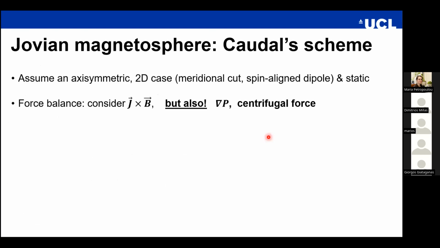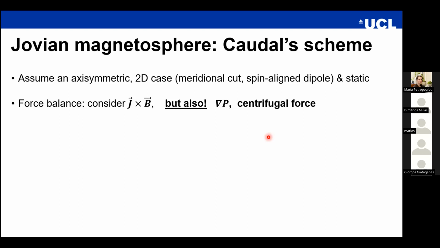Of course, we have to restrict the problem to be able to simplify our calculations. We assume an axisymmetric model, and we only choose the meridional plane, so a cut perpendicular to the orbit of Jupiter. And now we have to consider the dominant forces in the system. Of course, the magnetic force, J cross B, the gradient of the plasma pressure, including cold plasma and hot plasma. Again, I remind you there is no hot plasma equivalent in the terrestrial magnetosphere, or not as significant. And of course, the centrifugal force, because Jupiter is rotating extremely fast.